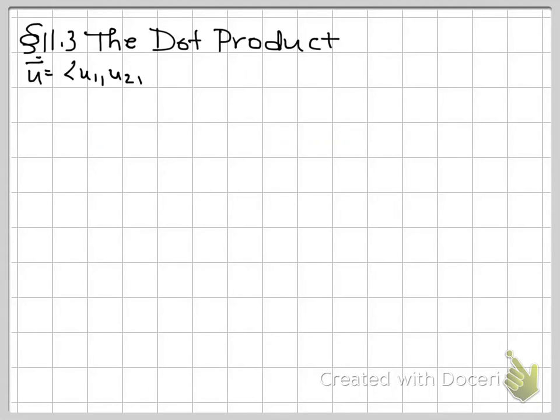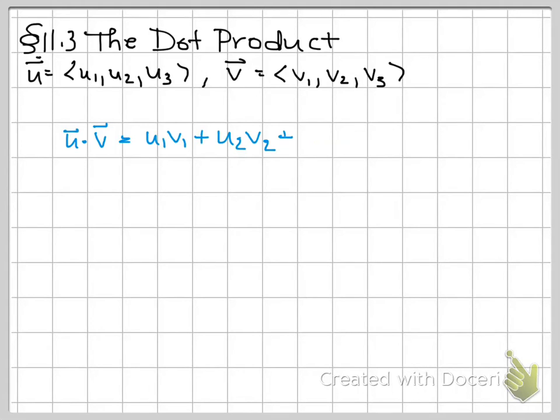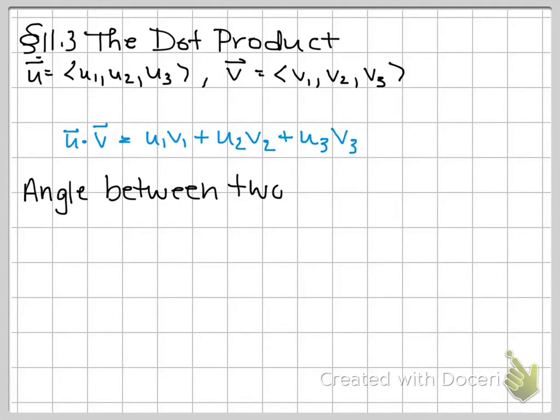Okay, so hi guys. We're going to talk a little bit more about section 11.3, which was the dot product. So just remember, if you have vectors u and v, the dot product is a scalar, u dot v, and you get it by multiplying the components: u1 v1 plus u2 v2 plus u3 v3. So you can use this to find the angle between two vectors.